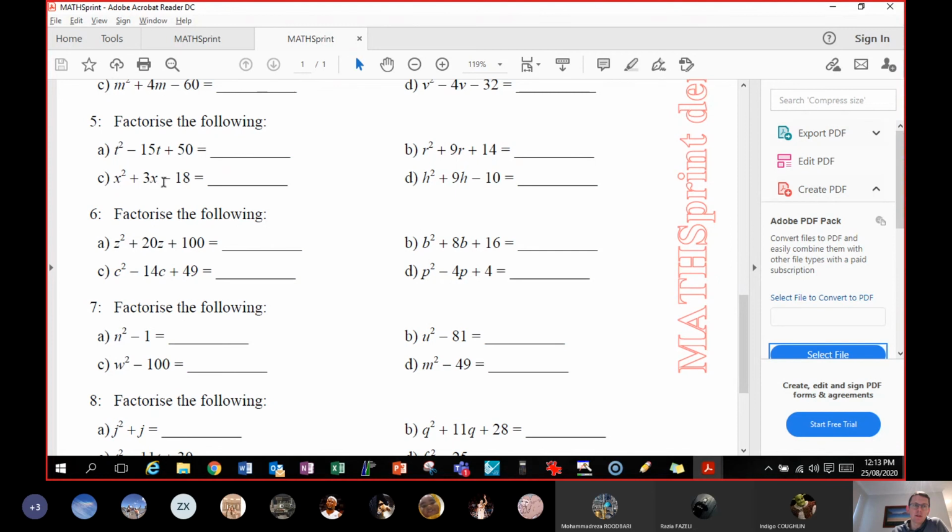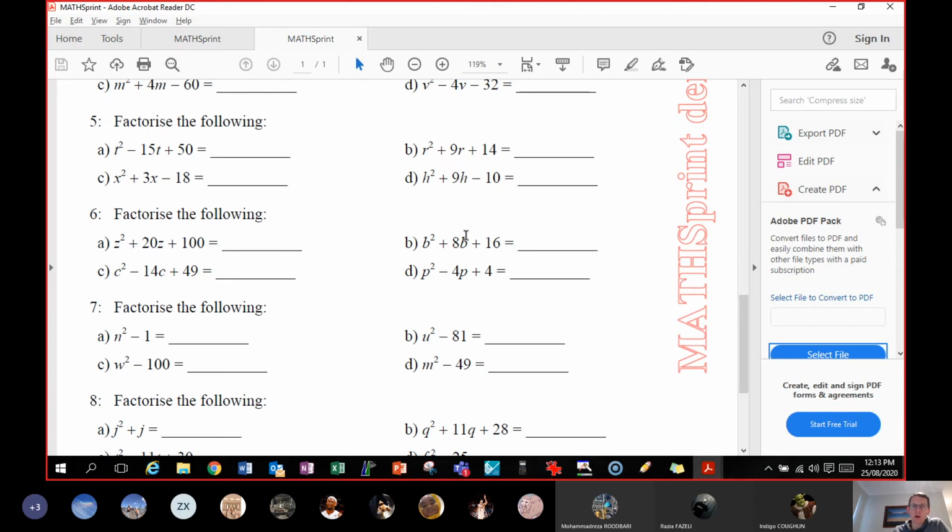Here, this is going to be different with a difference of 3. So that's going to be 6 and 3. So it's going to be x plus 6, x minus 3. Here, they're going to be different, and we're looking for a difference of 9. So it's going to be h plus 10, h minus 1. Here, they're both going to be the same symbol, and we're looking to add together to give us 20. So it's going to be z plus 10, z plus 10. So it's z plus 10 squared.